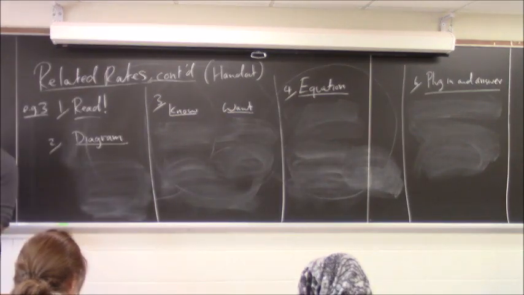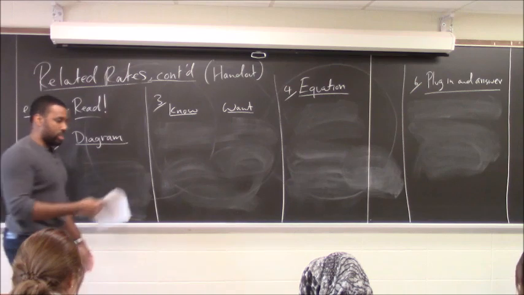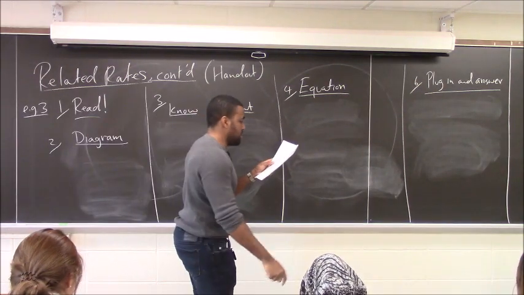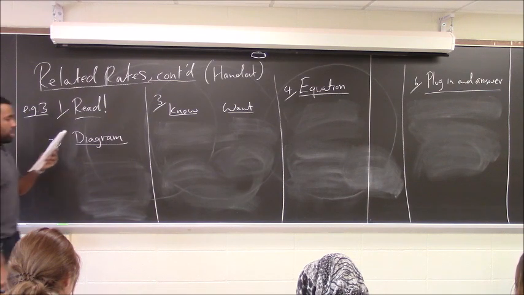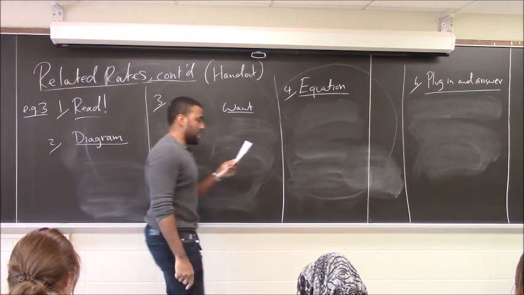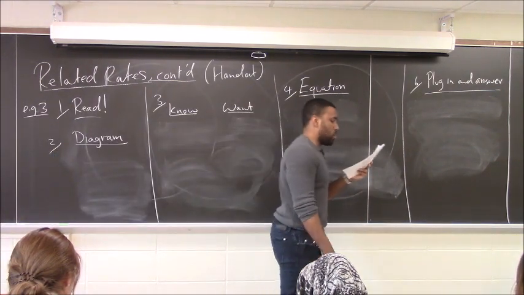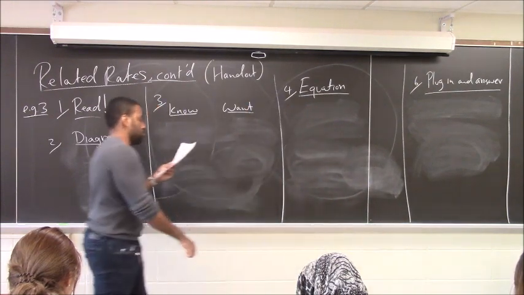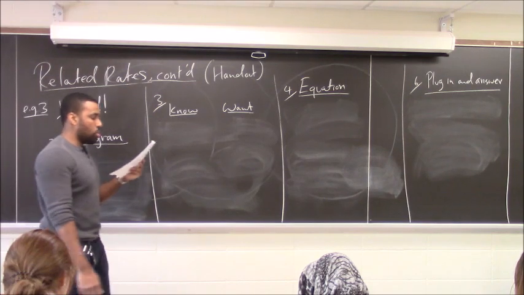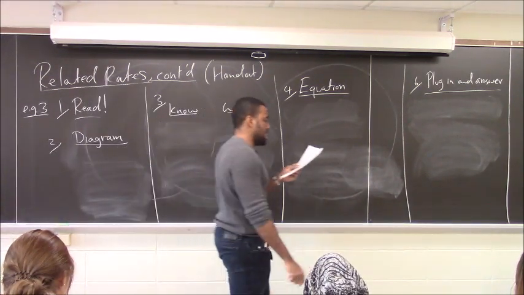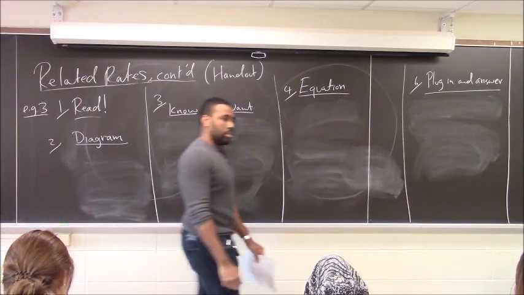Okay. So, step one, read. You're going to read very carefully. A 15-foot ladder is resting against a vertical wall. Suddenly and without warning, Batman starts pulling on the foot of the ladder along the ground, away from the wall, at a rate of 2 feet per second. At what rate is the top of the ladder sliding down the wall when the foot of the ladder is 9 feet from the wall?